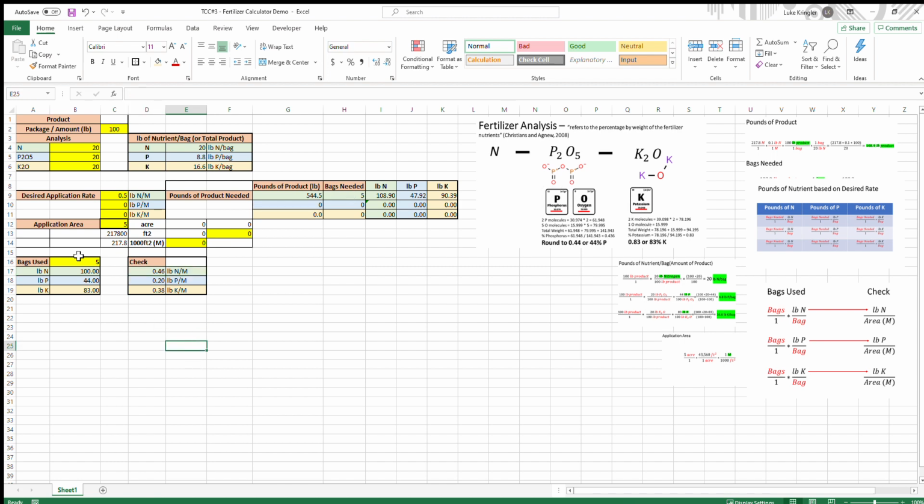So let's try if we applied 5.5 bags. Now our check shows us that we're applying 0.51 pounds of nitrogen. So that lets us know that if we're going to make an order for these 100-pound bags, we need to buy 6 bags, not 5, or we're going to be applying a little bit less than our desired rate. So that's a little bit of a limitation.